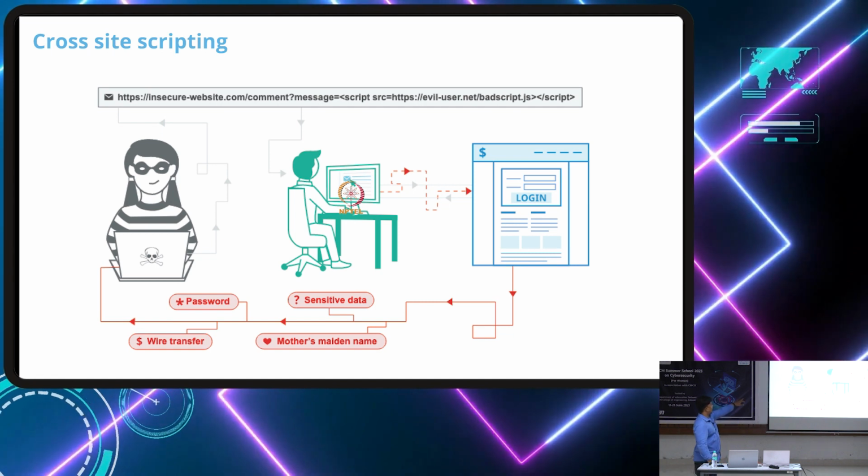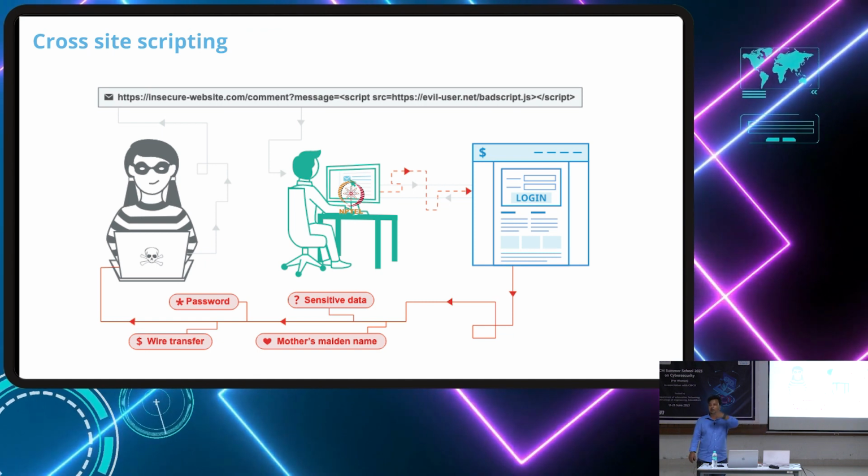I can send the malformed JavaScript. The JavaScript will try to take the session ID and send it back to me. Then I will put it in my browser and log in as you. Now I can go and change the password, and your account will be compromised. This is how cross-site scripting will happen.